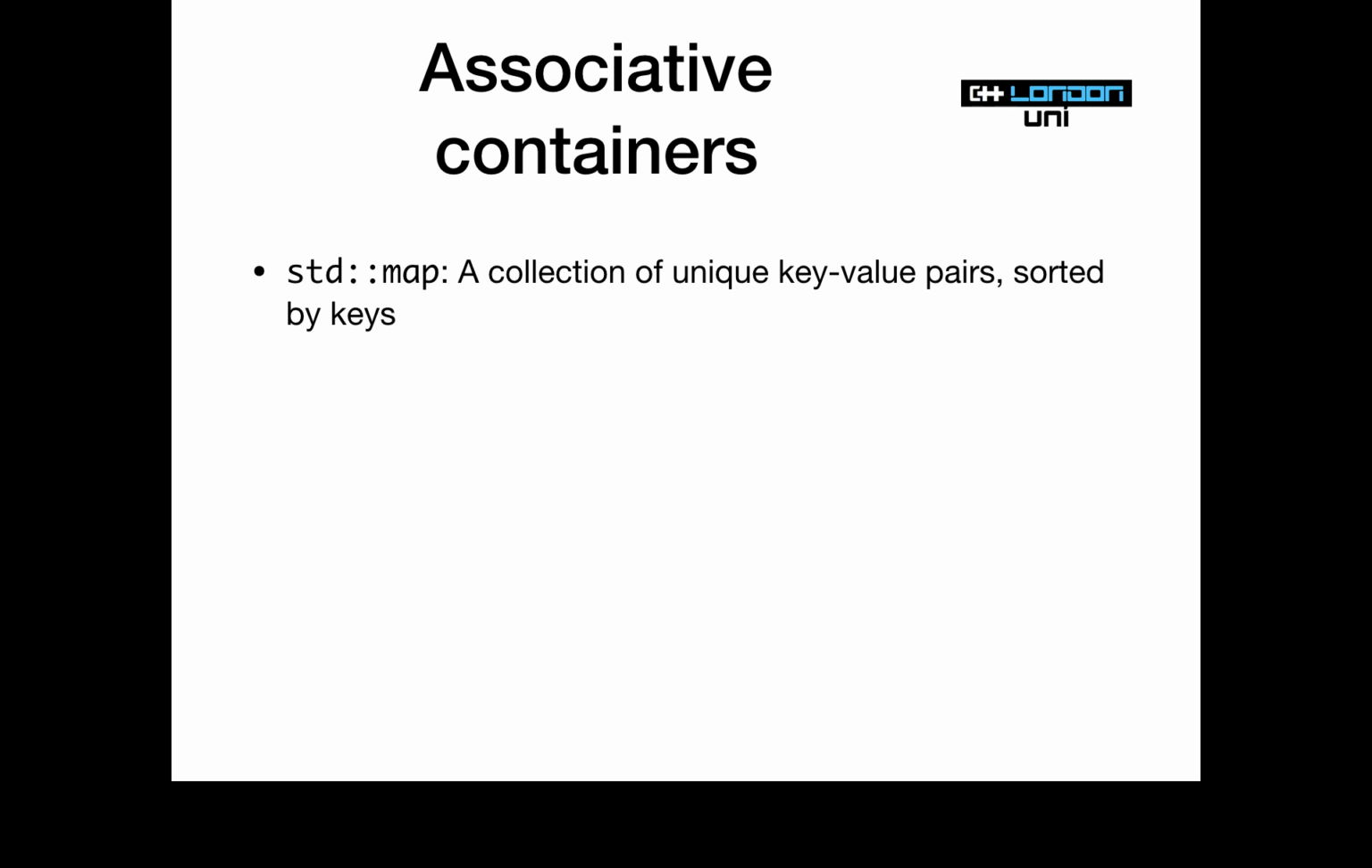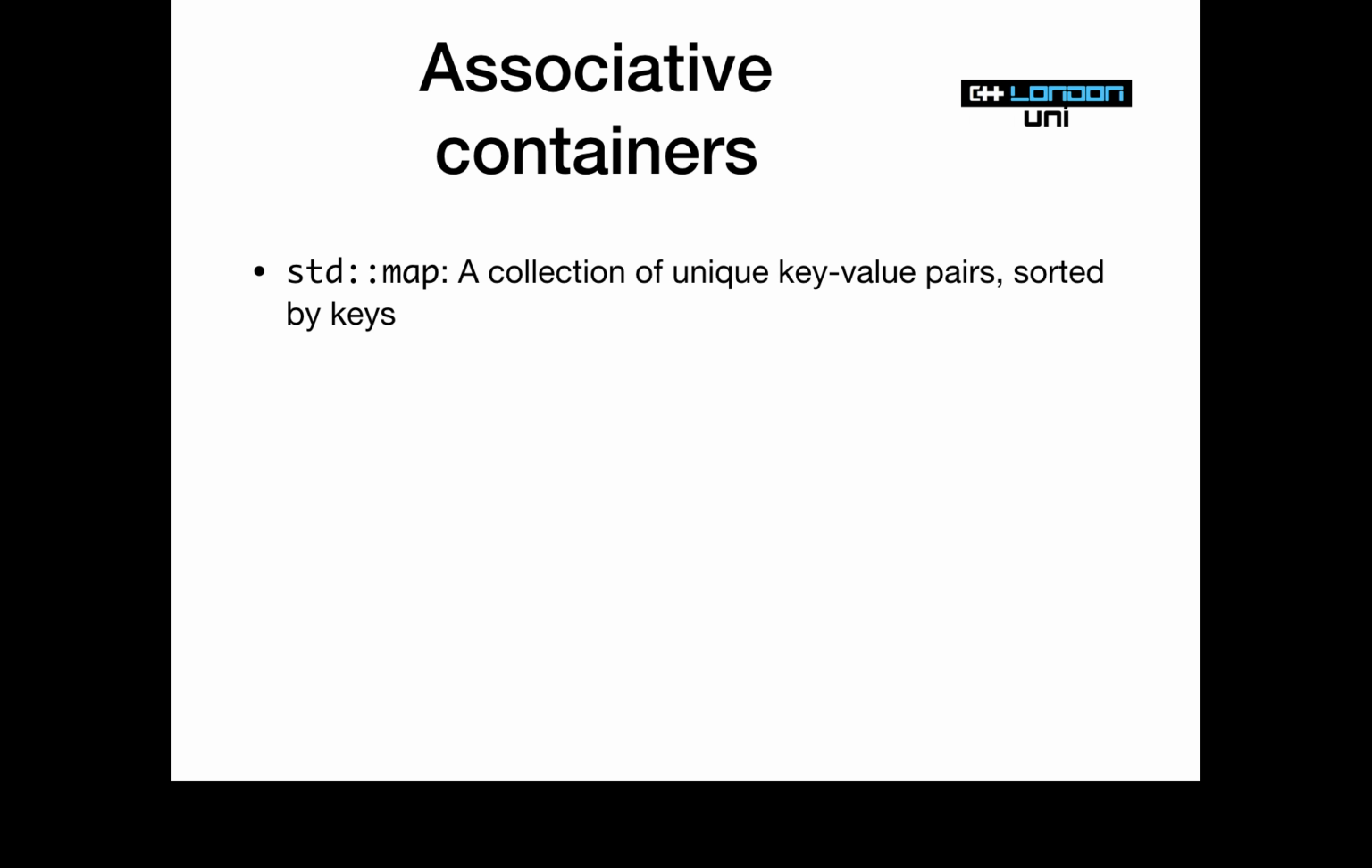Associative containers associate a key with a value. Well, sort of, anyway. Key value pairs, things that other languages call dictionaries, or object if you're into JavaScript. In C++, the equivalent is a standard map. So it's a collection of key value pairs.